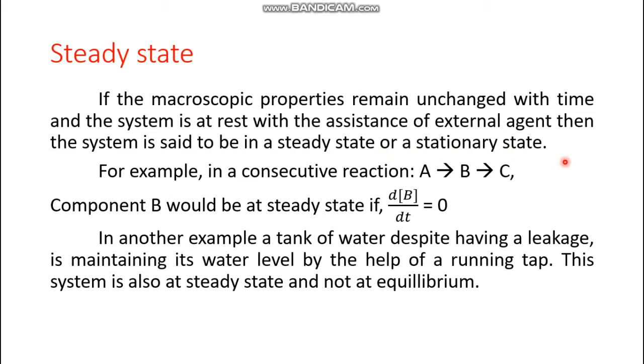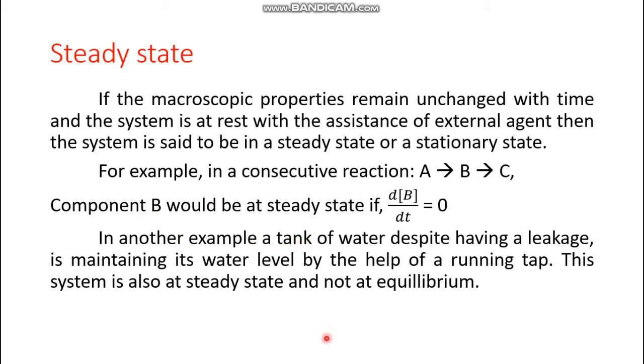Okay, we have two examples here. Suppose a consecutive reaction, A reacts to form B and B reacts to form C. Now at some stage of the reaction, the concentration of B becomes constant. That means dB/dt is 0. That means the rate of formation of B is equal to the rate of disappearance of B. Okay, so that state is an example of a steady state.